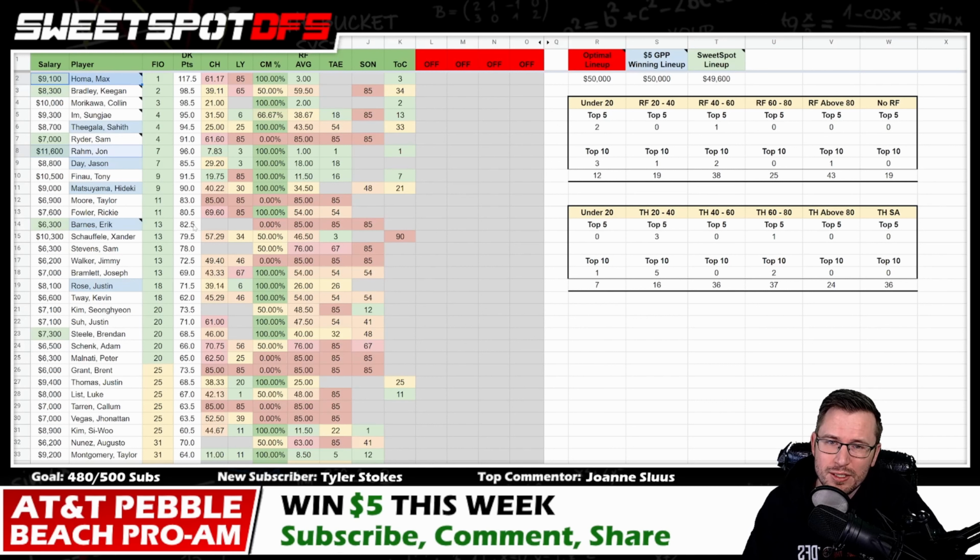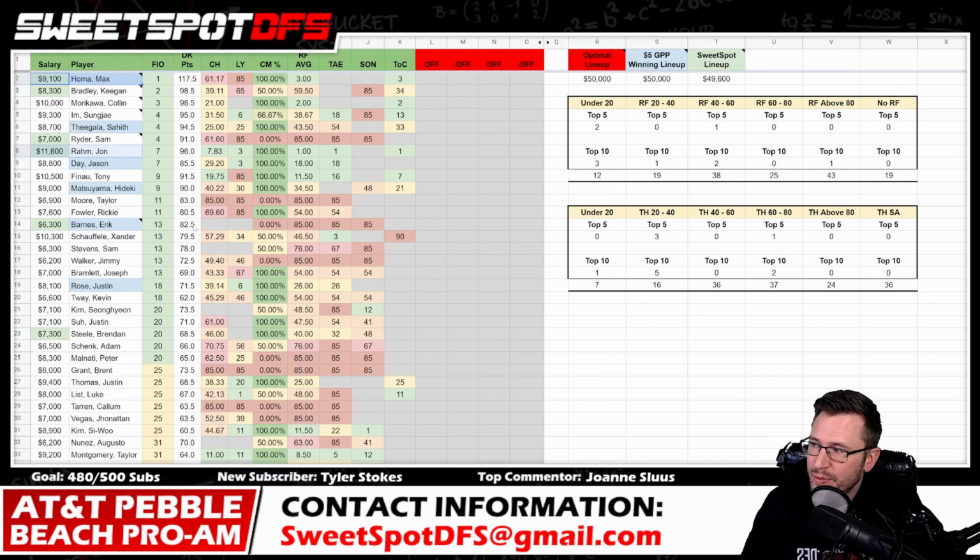Doesn't matter. He was still in the sweet spot optimal. If you had played him and you paired him up with Homa, there was a path that would have gotten you to win a GPP. And that's all that matters. So anybody who's trying to do victory laps saying, Rahm wasn't the optimal, Rahm wasn't in the GPP winning lineup. No, but I could still kick your ass by putting Rahm in a lineup.